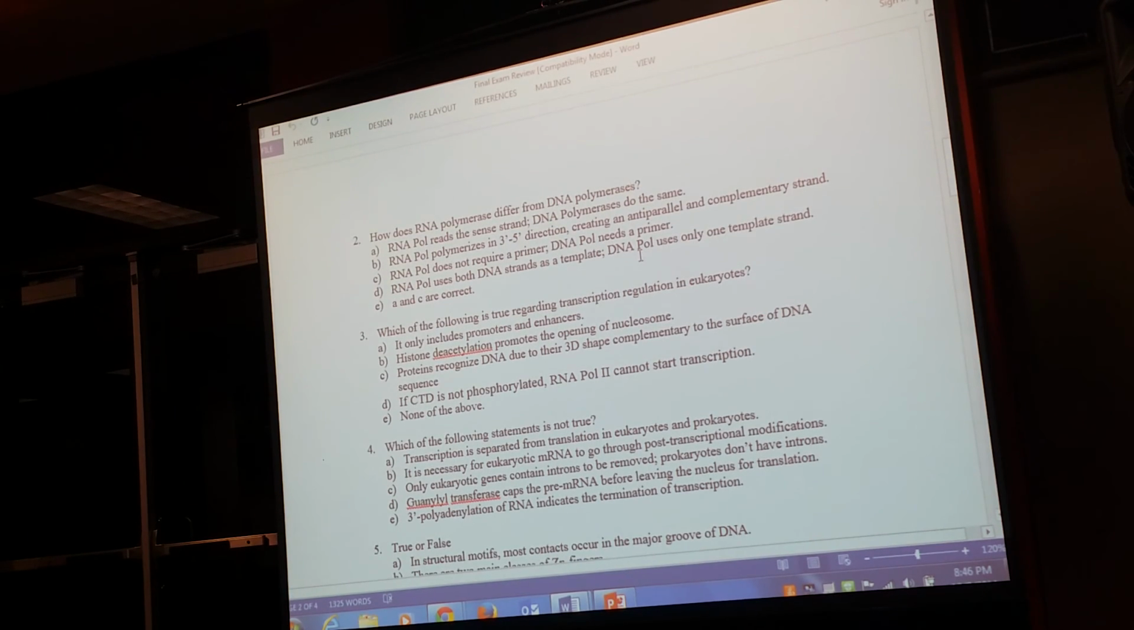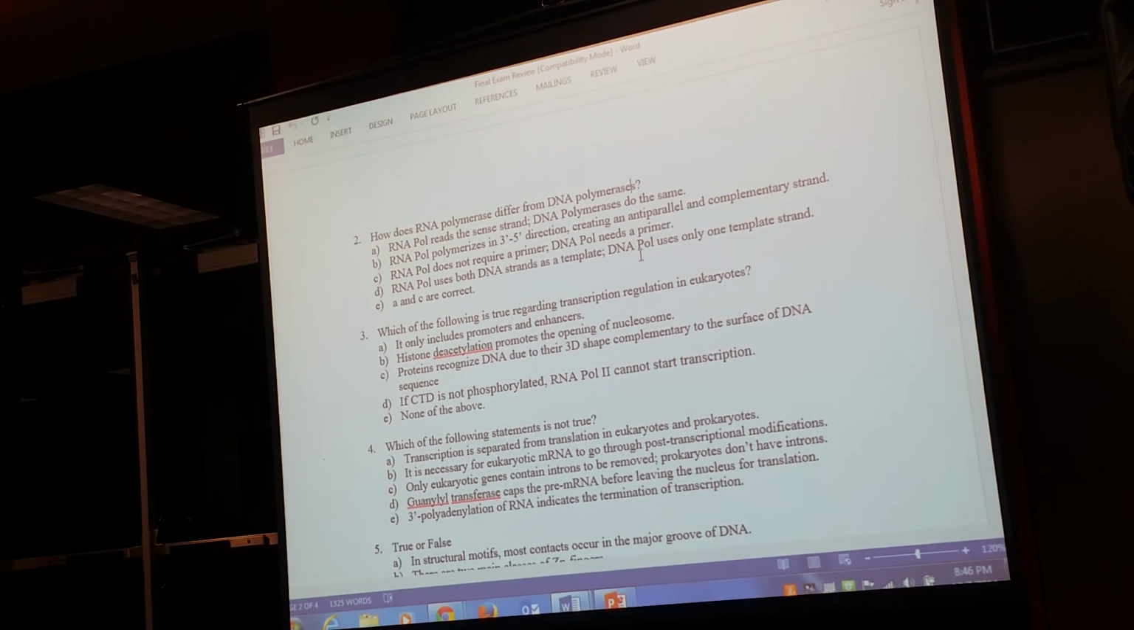How does RNA polymerase differ from DNA polymerase? So we talked about a lot of these. How about RNA polymerase reads the sense strand, DNA polymerase reads the sense strand. So this one has to do with sense strand or anti-sense strand. Which one is your template? It's sort of the opposite. Your anti-sense strand is your template. So they do not read the sense strand.